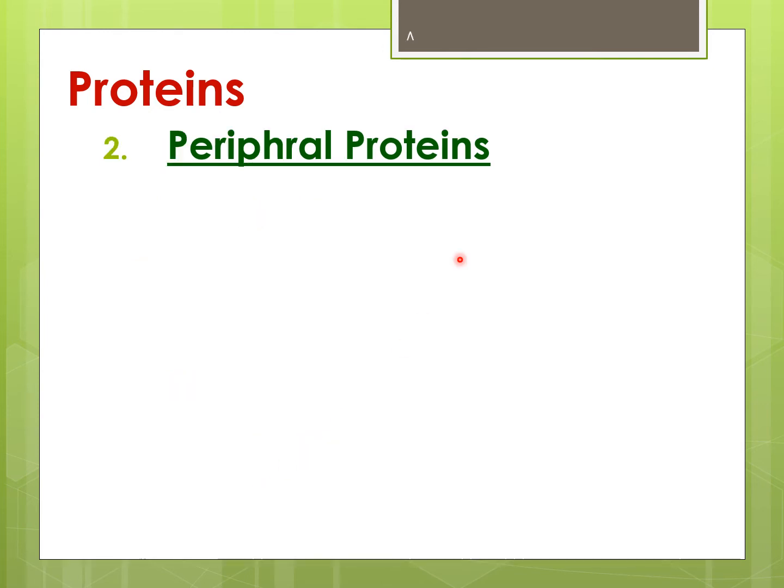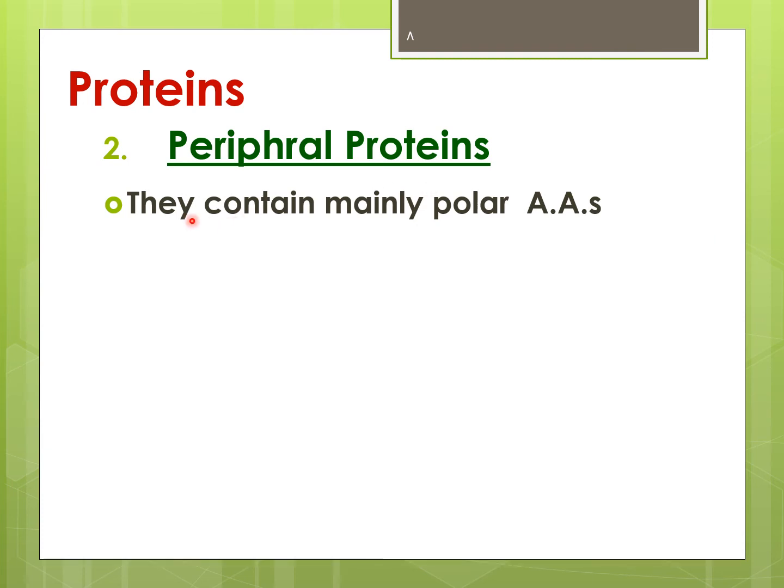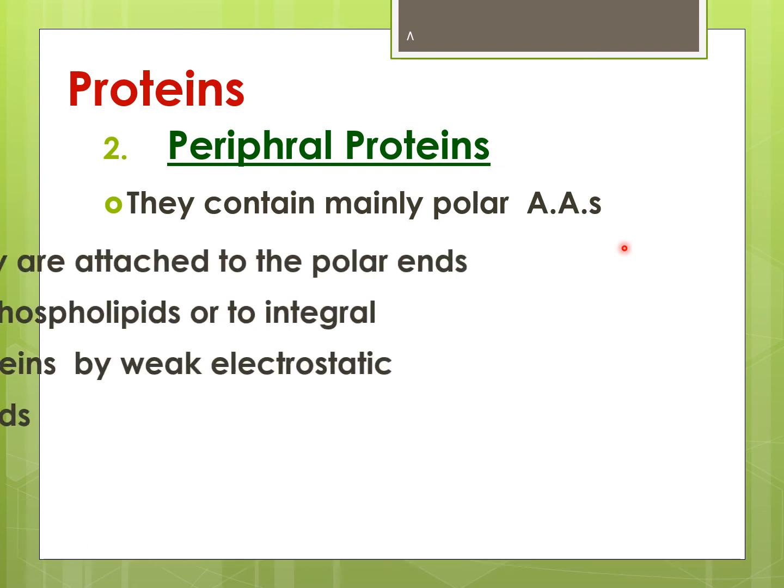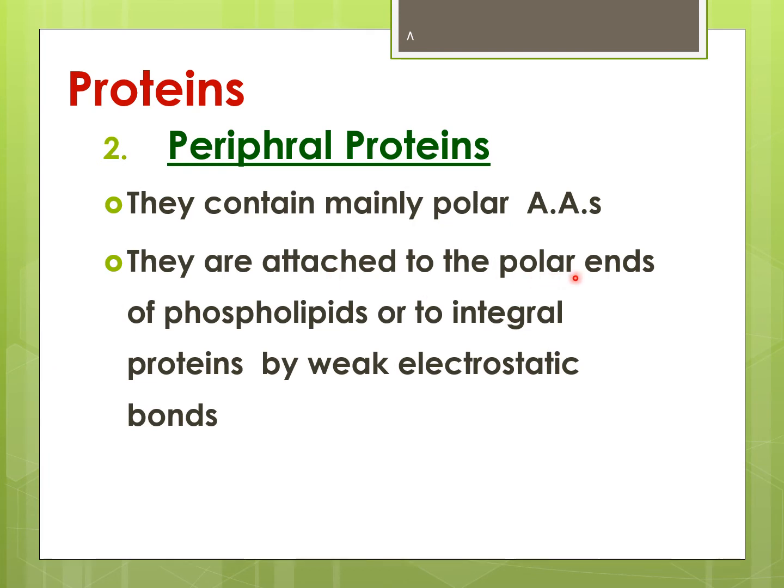Now we'll come to the peripheral proteins. On the contrary, peripheral proteins contain merely polar amino acids. So they do not contain non-polar ones, they contain merely polar amino acids. That is why they are attached to the polar ends of phospholipid. They cannot interact with the hydrocarbon side chains. They cannot interact with the tails of phospholipid. They interact with the polar ends because they are polar.